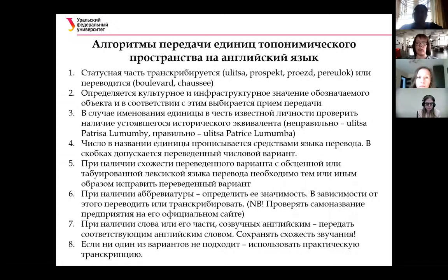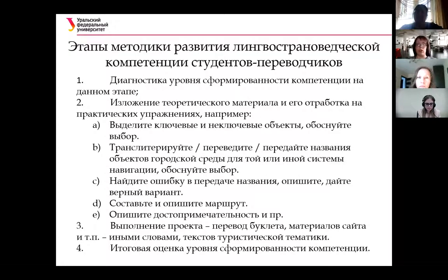These points, this advice were very important, and the methods include the following phases. Diagnostics, including theoretical material. Try to include key and less important objects. Try to translate, transliterate or render, try to find a mistake and describe this mistake, write the correct variant.